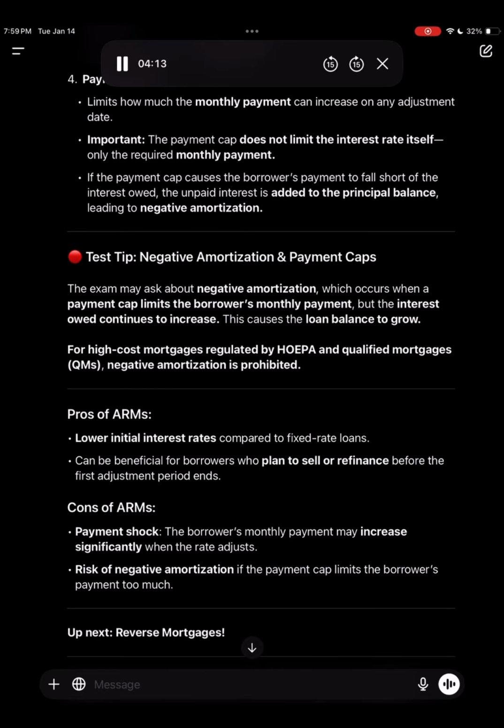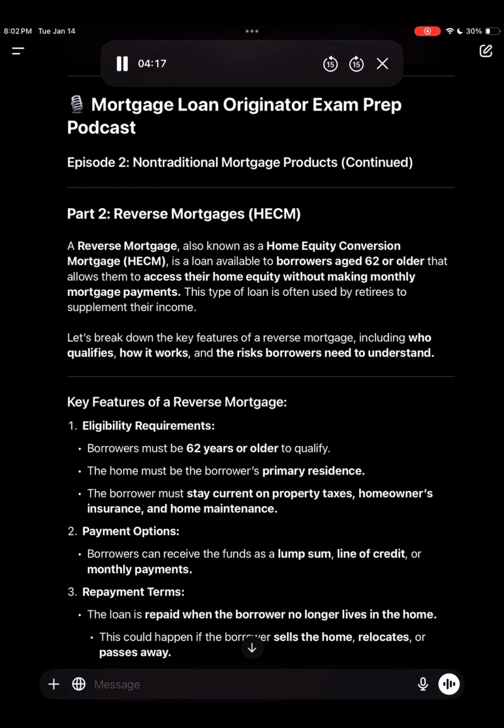Up next, reverse mortgages. A reverse mortgage, also known as a home equity conversion mortgage, HECM, is a loan available to borrowers age 62 or older that allows them to access their home equity without making monthly mortgage payments. This type of loan is often used by retirees to supplement their income. Let's break down the key features of a reverse mortgage, including who qualifies, how it works, and the risks borrowers need to understand.